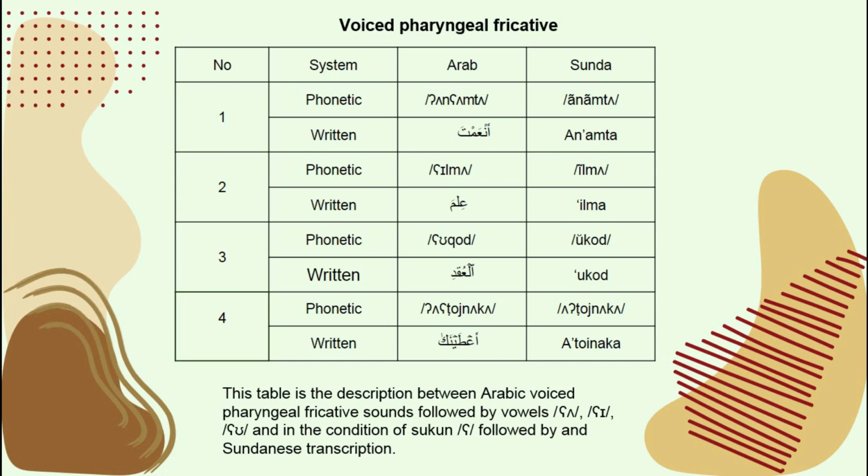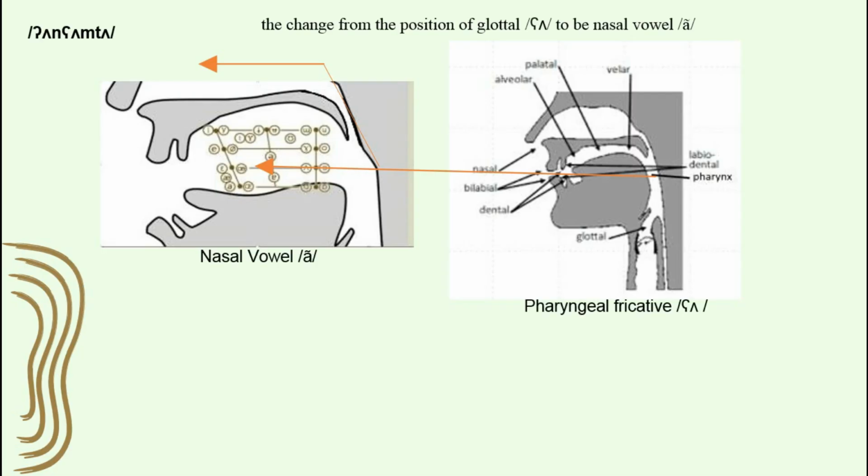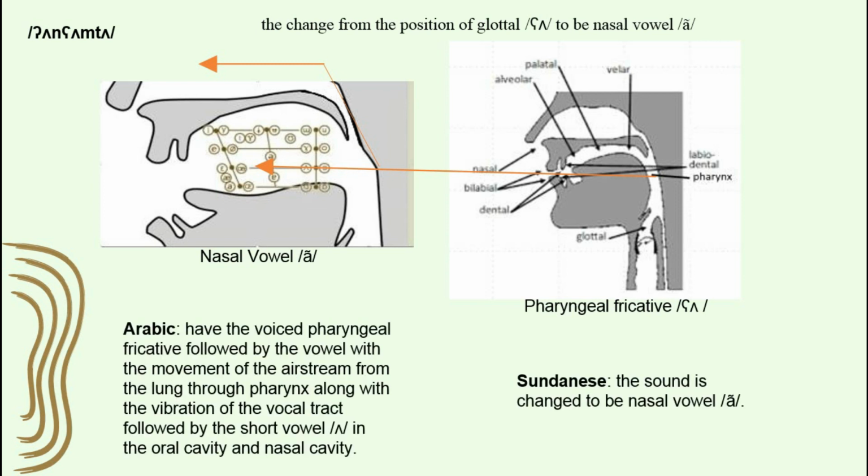vocal tract. Number 1 in the table is the pharyngeal fricative voiced sound followed by the short vowel A that is located in the middle of the sound of an'amta. It means that in producing this word sound, the native Arab will automatically have the voiced pharyngeal fricative followed by the vowel with the movement of the airstream from the lung through the pharynx along with the vibration of the vocal tract, followed by the short vowel A in the oral cavity and nasal cavity.